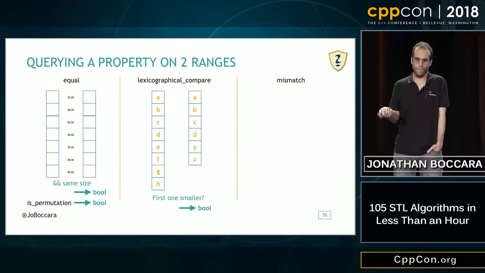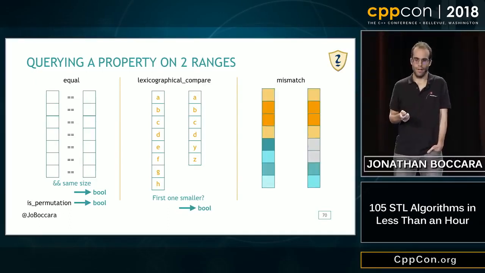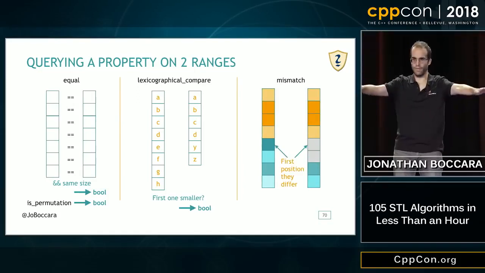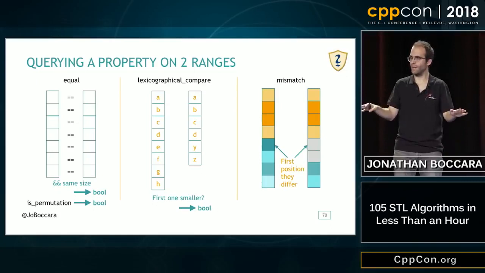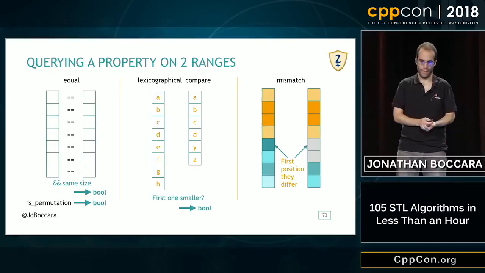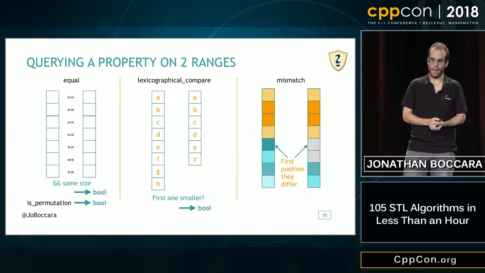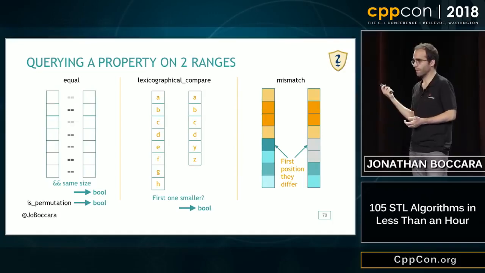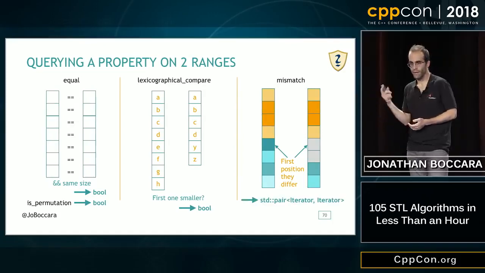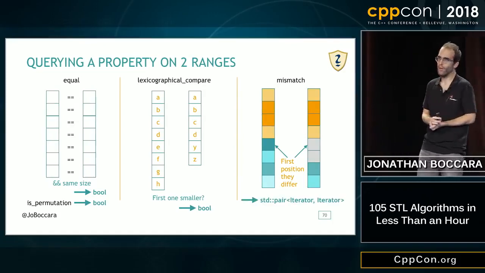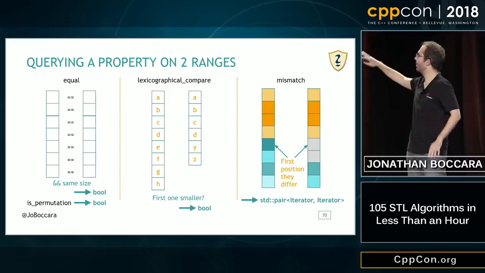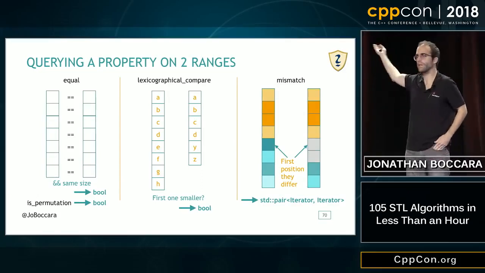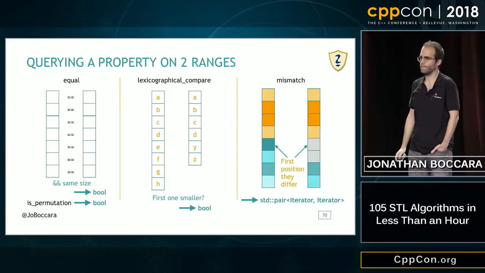Now, the last way to compare two collections is to traverse them both and stop whenever they start to differ. That's what mismatch does, std mismatch, and it returns a pair of iterators pointing to the respective position where they start to differ in the two collections.